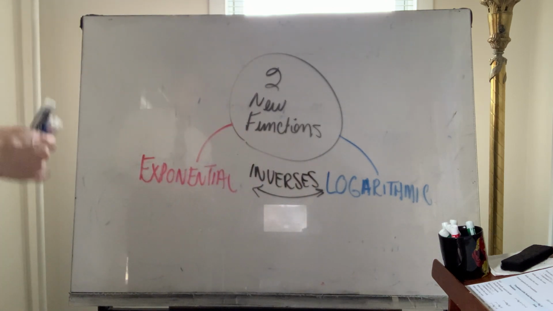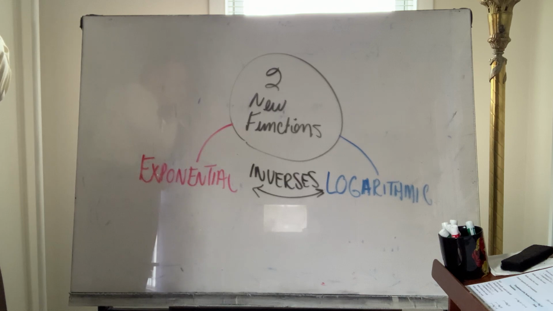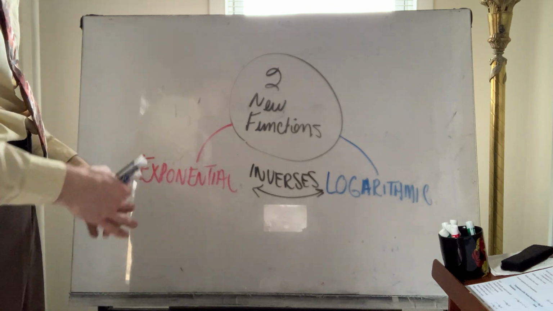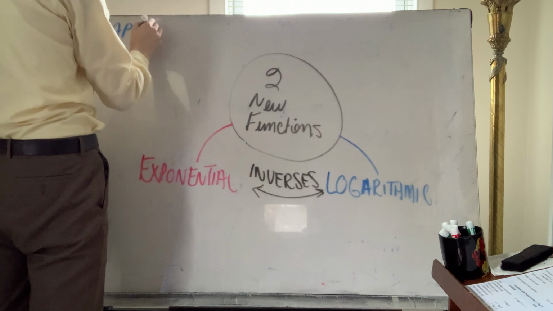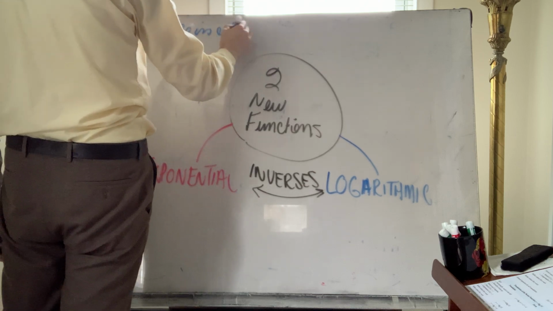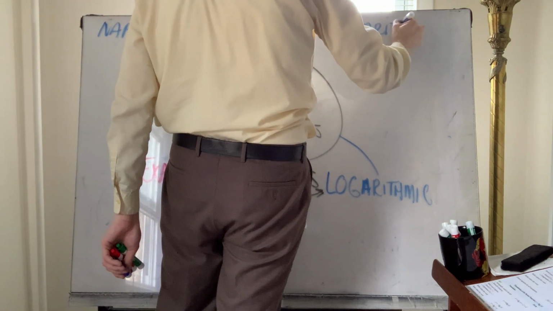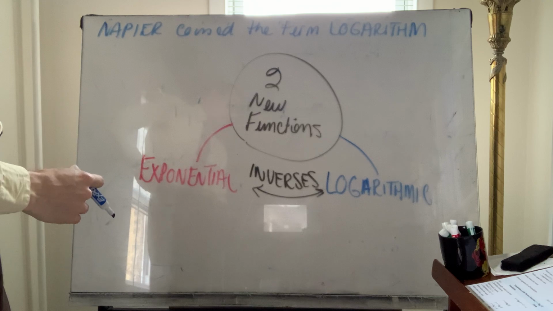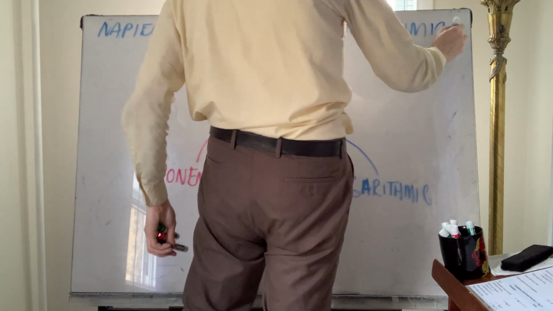Now you might be wondering, especially as an English speaker, geez, where on earth did this word come from? John Napier, if I'm pronouncing that correctly, was a Scottish mathematician from say the 1600s, something like that. He coined the term logarithm.